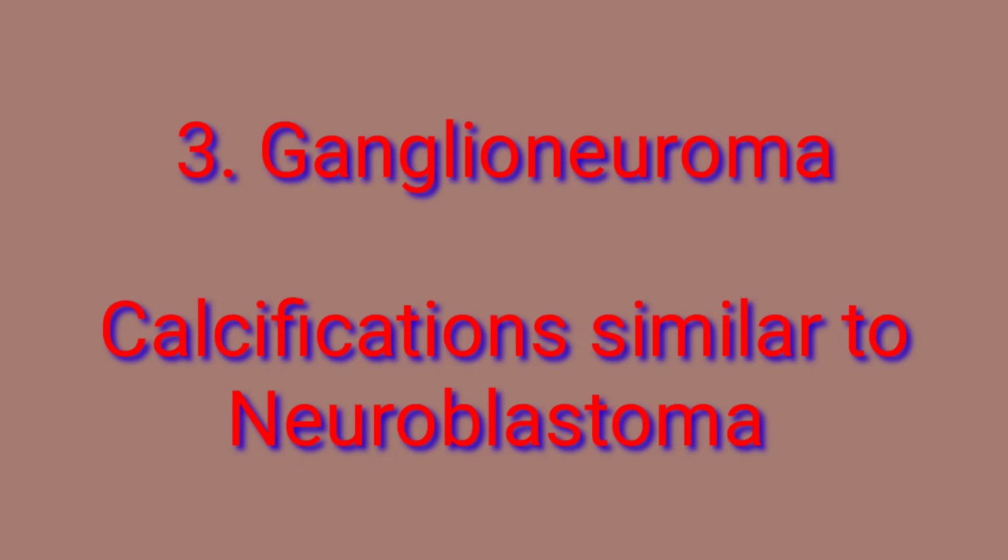The next differential would be ganglioneuroma in children. As far as ganglioneuroma calcifications are concerned, it will again be ill-defined, stippled, non-homogeneous calcification, similar to the calcification of neuroblastoma.